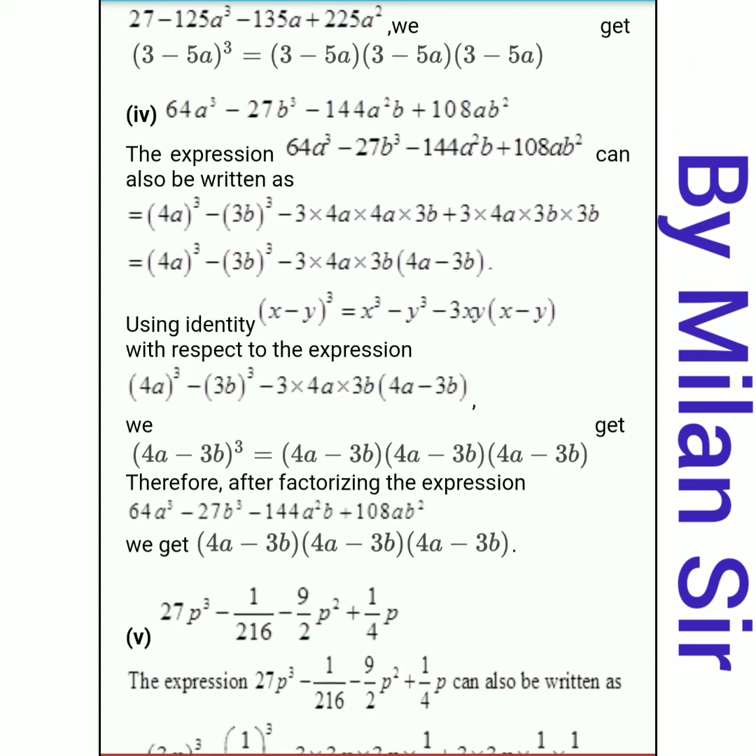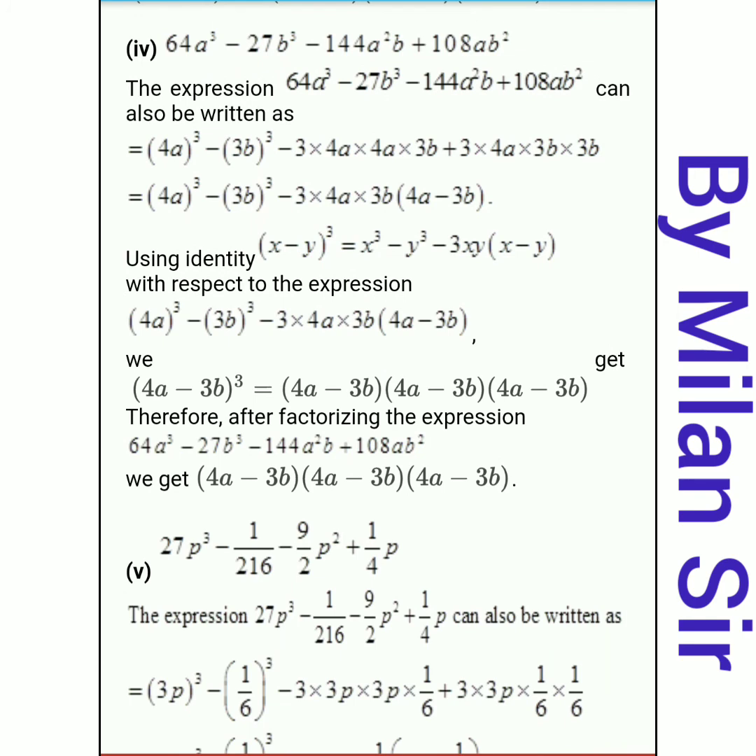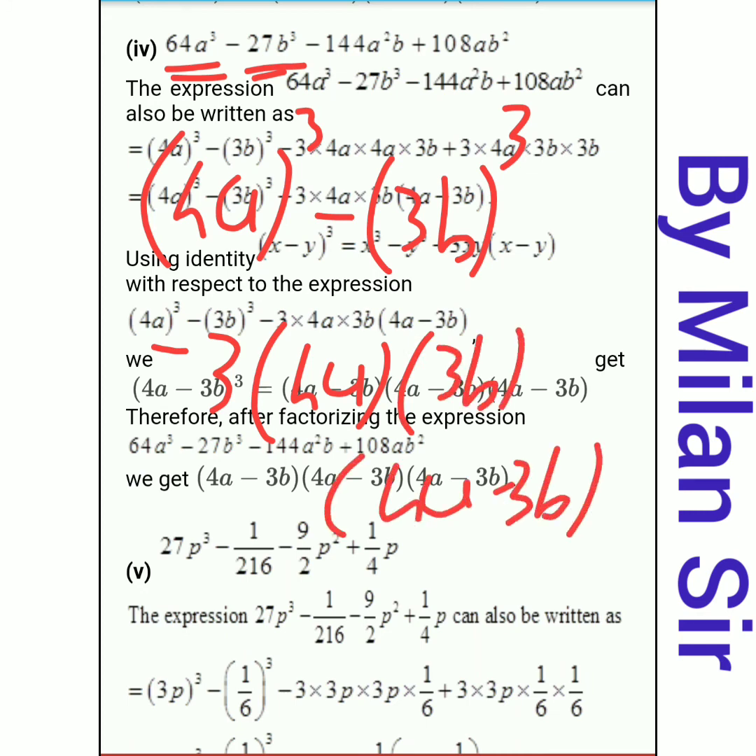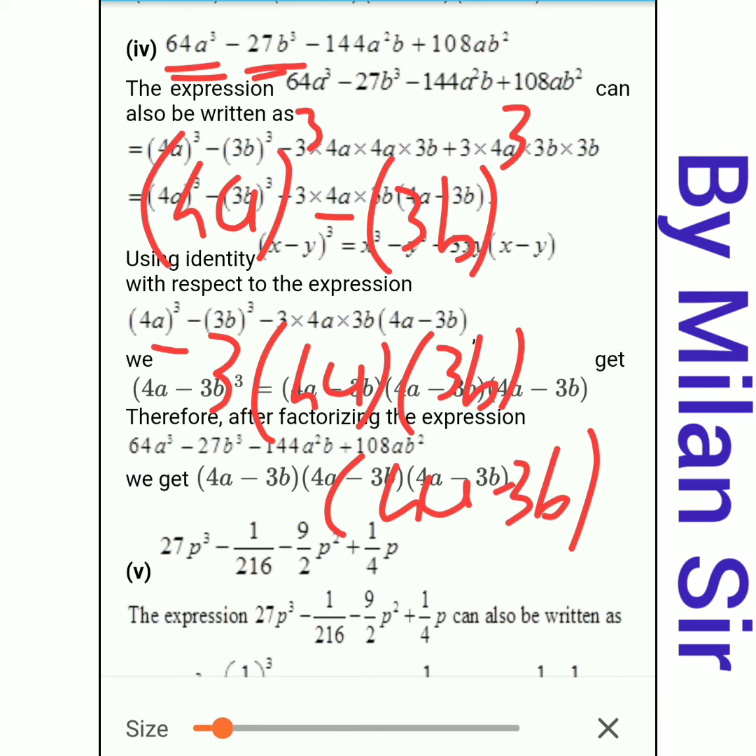Okay, then question number 4. Here we have 64a cube, so cube root of 64 is 4, and a is there, so 4a all cube. 4a all cube is 64a cube. Then cube root of 27 is 3, and b, so 3b all cube. Then we need to write minus 3, first bracket 4a, second bracket 3b, and in the bracket 4a minus 3b. Now we need to check the step, right?